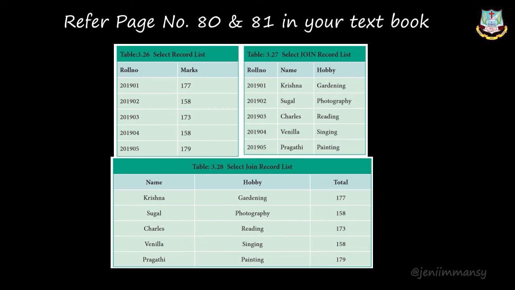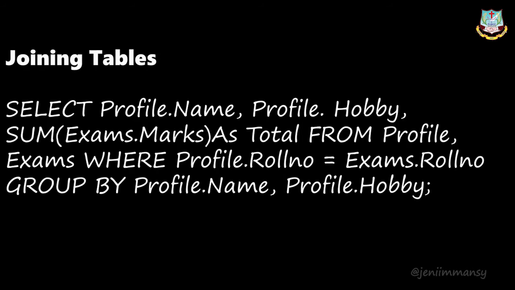For this, first you have to give select profile name and profile hobby. First, what all we need? Profile name, profile hobby, and sum of marks. In the new table, we will get three columns. First one is profile name, next one is hobby, next one is sum of marks. For that, we are giving profile.name, profile.hobby, sum in the bracket exam.marks, as total from profile and exam.